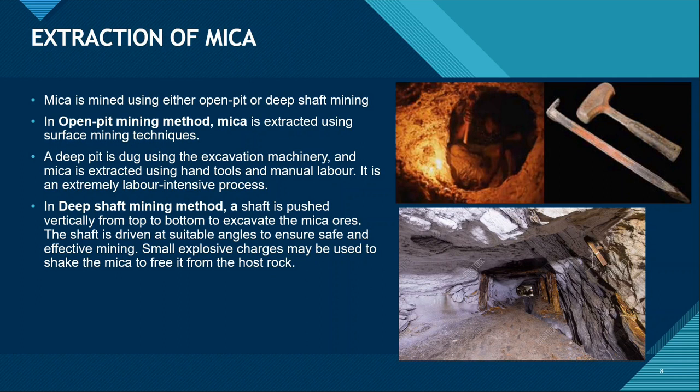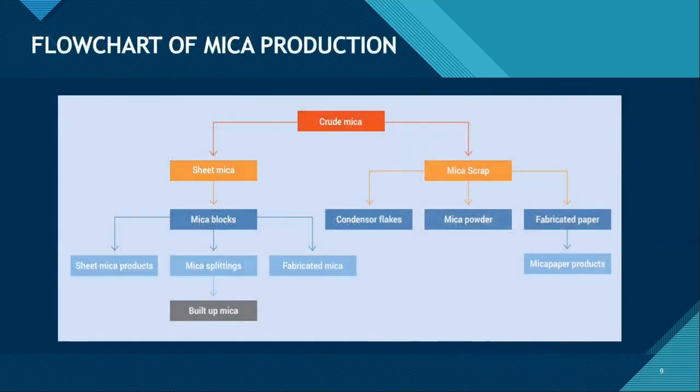In the deep shaft mining method, a shaft is pushed vertically from top to bottom to excavate the mica ores. The shaft is driven at suitable angles to ensure safe and effective mining. Small explosive charges may be used to shake the mica to free it from the host rock. In the given pictures, the first depicts the open pit mining method and the second depicts the deep shaft mining method. This flowchart shows the conversion of crude mica into its final products.